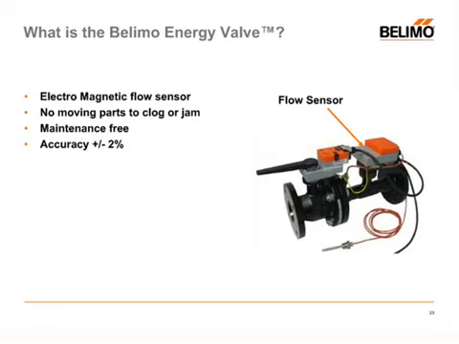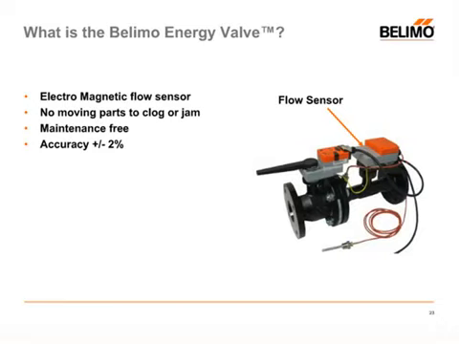So now we talk about the flow sensor. As I mentioned before, it's an electromagnetic flow sensor. There are no moving parts in this to clog or jam. And when you're talking about something as important as a flow sensor, you want very accurate temperature measurement, and you want very accurate flow measurement. So moving parts would be a hindrance to that actual operation.